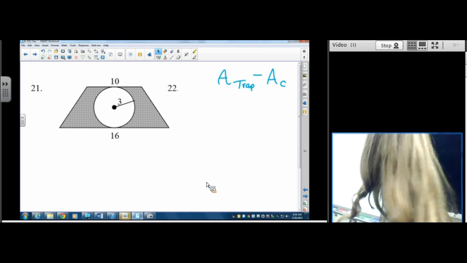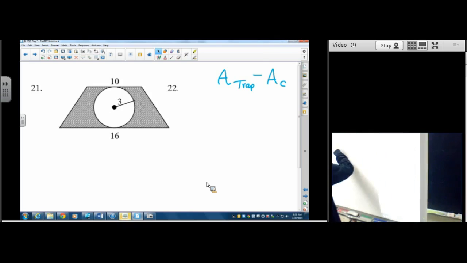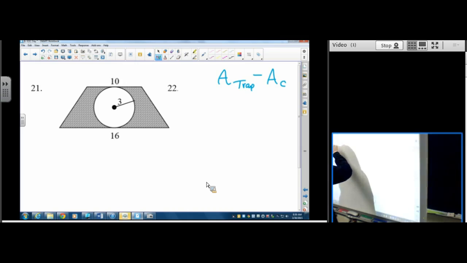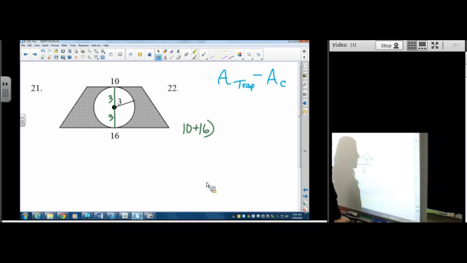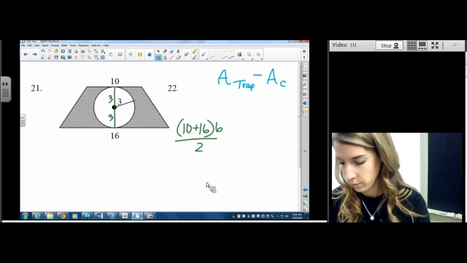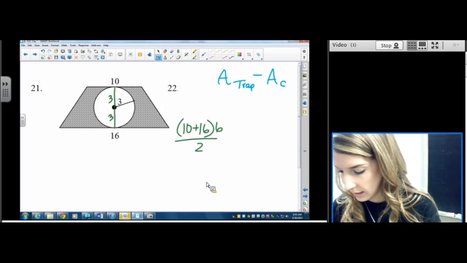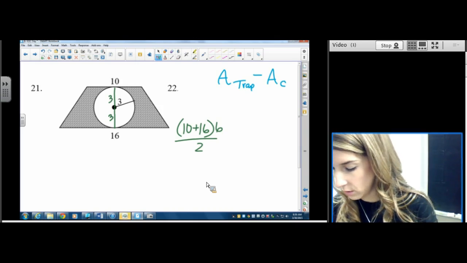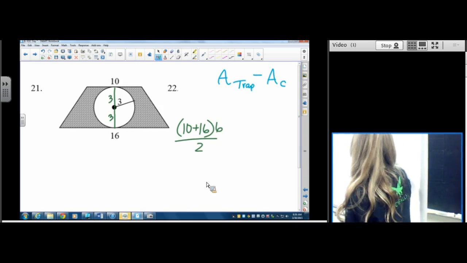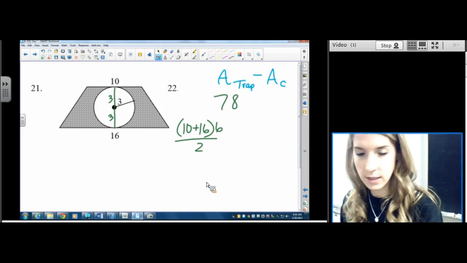Good. So it's 3 plus 3. If the radius is 3, it's 3 all the way around. So the height is 6. So base 1 plus base 2 times the height divided by 2. So we have 26 times 6 divided by 2. The area of the trapezoid is 78.